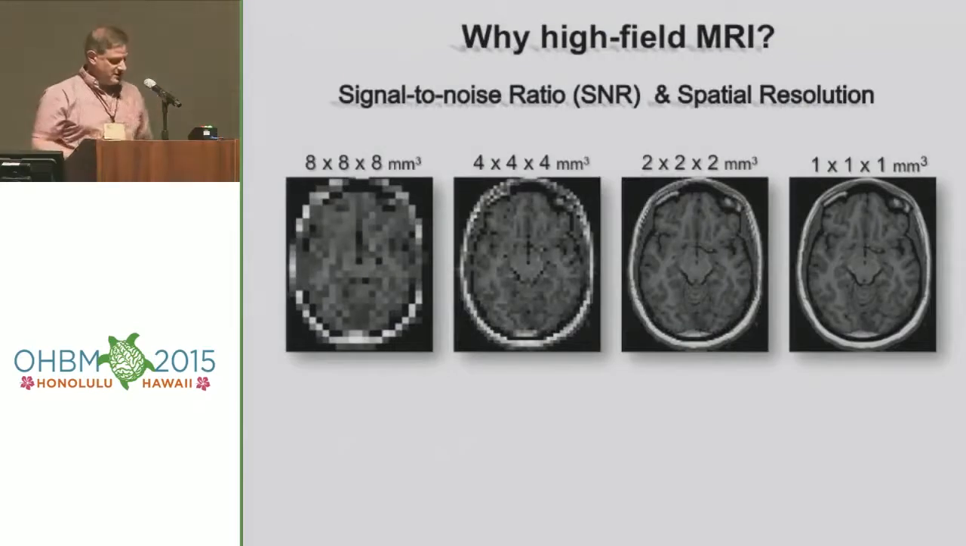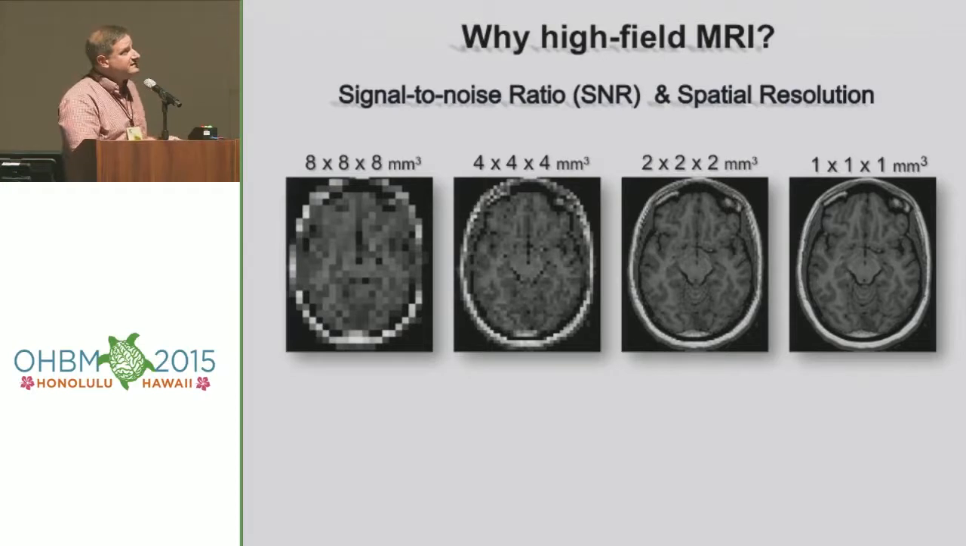Here we go. Okay, so let's have a quick introduction of what resolution actually buys us. Here we have the same data set, which was downsampled to 8 by 8 by 8 voxels, 4 by 4, 2 by 2, and 1 by 1. Initially, of course, with the 8 by 8, you can see maybe it's a brain, but as you go to smaller and smaller voxels, you can see more and more details.